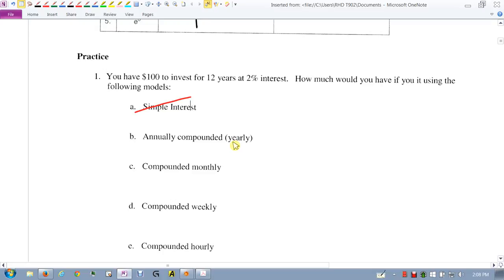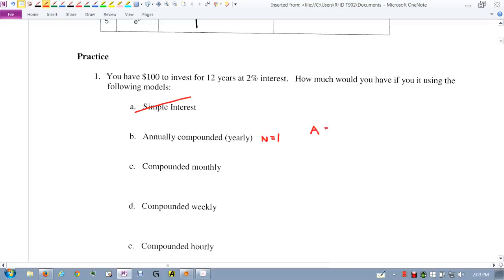N is always the number of times per year. So N would be 1. The fact that we're leaving it in for 12 years does not mean we make N 12. It's the times per year. It doesn't matter how many years it's going to be there for. So N is going to be 1. And we will use the first formula over there. So let's see if we can write that formula down over here.